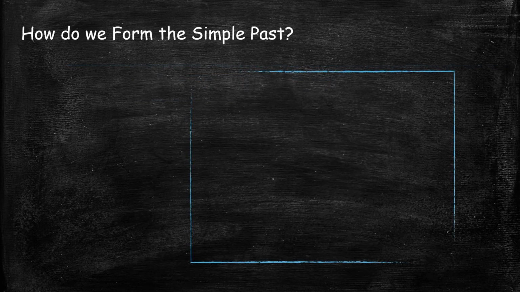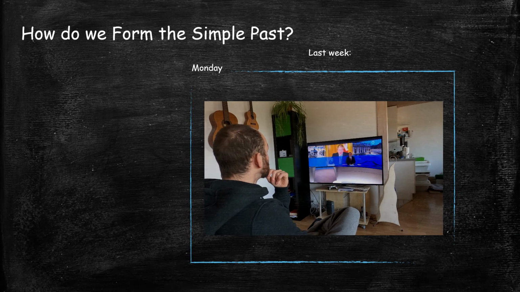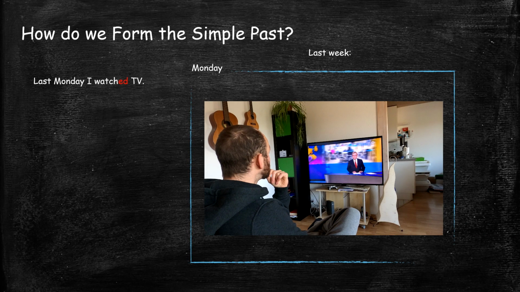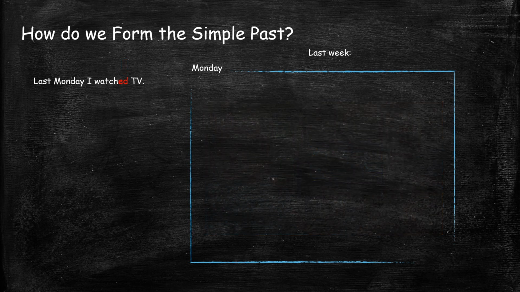Now, let's move on to the next question. How do we form the simple past? In this example, we will look at my last week. And of course, the week started Monday. So let's see what I did there. Last Monday, I watched TV. In this sentence, we can see that the verb of the sentence, watch, has a little tail, the ed. And this is all it takes to form the simple past in this sentence.